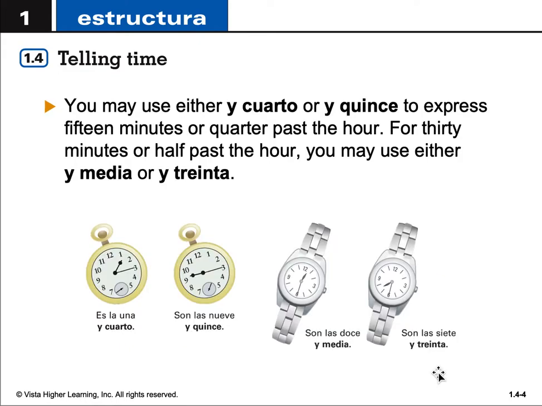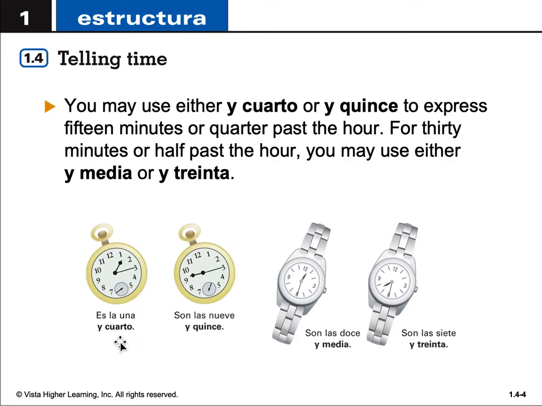You may use either y cuarto or y quince to express 15 minutes or a quarter past the hour. Cuarto is quarter, quince is 15. For 30 minutes or half past the hour, you may use either y media or y treinta, so literally and a half, and 30.